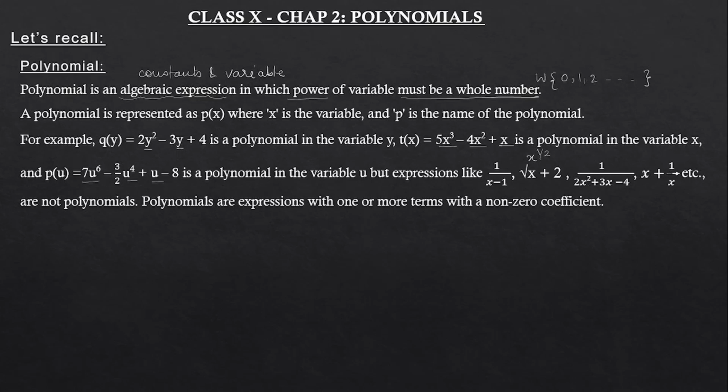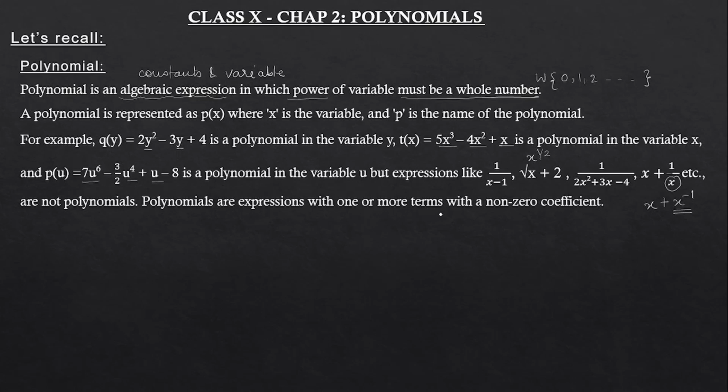x plus 1 over x. Now, in this case, the variable x is in the denominator. If I try to move it to the numerator, using the laws of exponents, it will become x to the power of minus 1. So, because of this term, even this expression x plus 1 by x is not a polynomial. It is also defined as an expression with one or more terms with a non-zero coefficient.